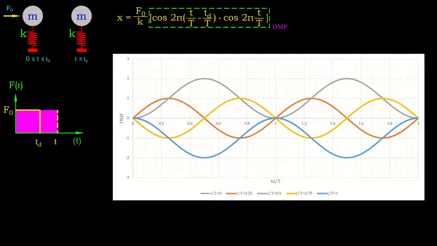Let's plot the graph of DMF against the ratio of loading time Td to system period for various time to period ratios. From the previous load case, we know the DMF is maximum when the ratio of time to period is 0.5. There is no exception for this case, where the curve that corresponds with this ratio is located above the others. Within this curve, the maximum response occurs when the ratio of loading time to period is 0.5 as well.